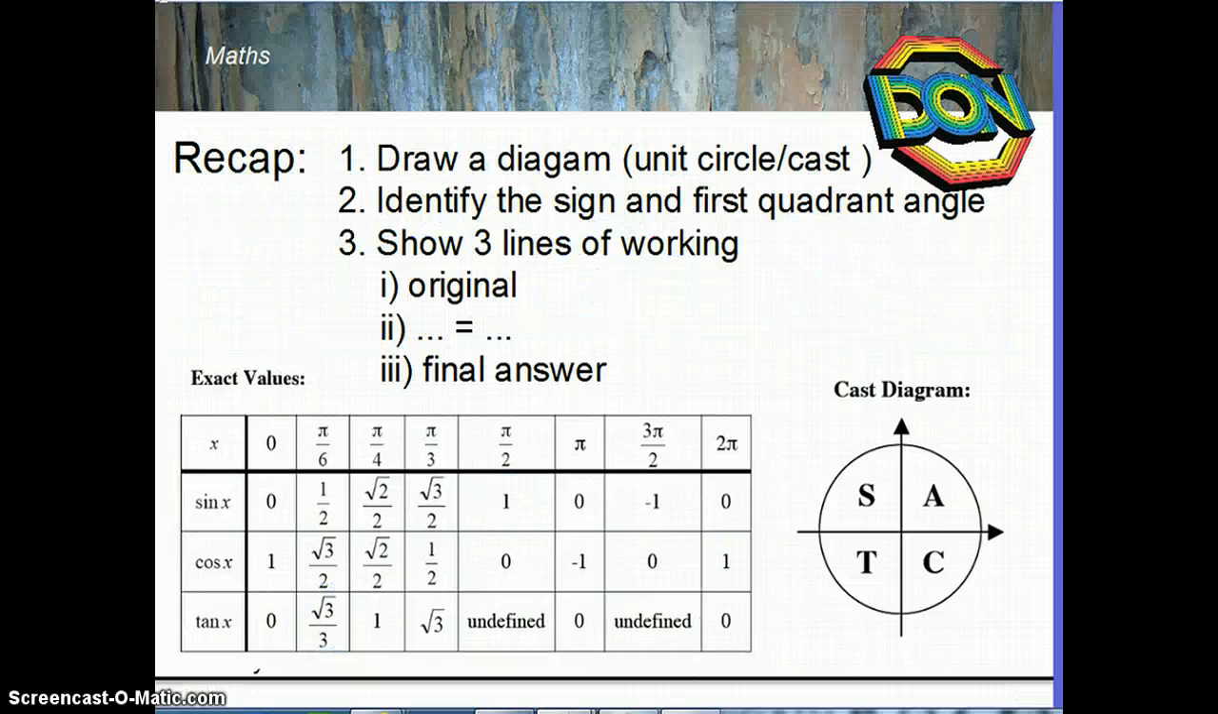Okay, final bit then, a quick recap. Always please draw a diagram, a unit circle or CAST diagram, and indicate which direction you're going and how far you've gone. Use that to find the first quadrant angle. Identify the sign and the first quadrant angle and show those 3 lines of working: your original line, then the original equal to something else, which has both the sign (minus if it's negative, nothing if it's positive) and the cos, sine or tan of the first quadrant angle, and then your final answer.